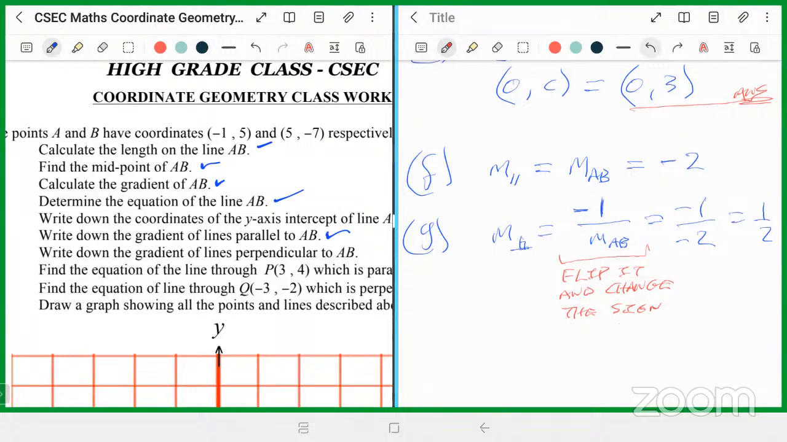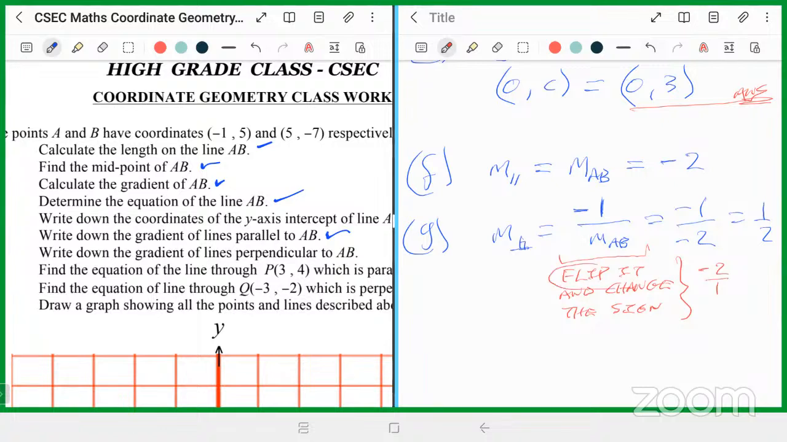And then it's also the negative reciprocal. But to do this calculation with the -2, we can flip the -2 and change the sign. How do you flip the -2 and change the sign? Let's do it right here. So you have the -2, and you want to flip it and change the sign. So you want to write it as a fraction. I'm going to put the -2 over 1.